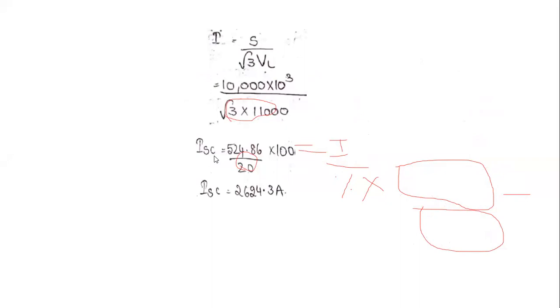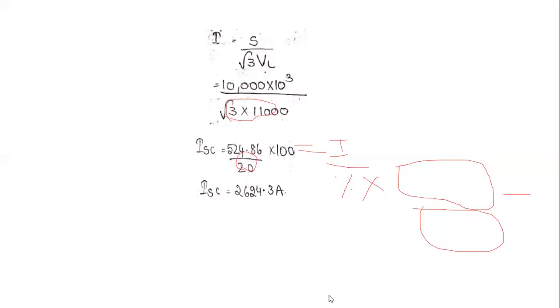Then we calculate the short circuit current ISC. What is the formula for ISC? ISC is equal to I by percentage X. What is the I value? That will be obtained from this value, that is 524.86 by percentage X, which is 20%, into 100. Then we obtain the short circuit current. Therefore ISC is equal to 2624.3 amperes.